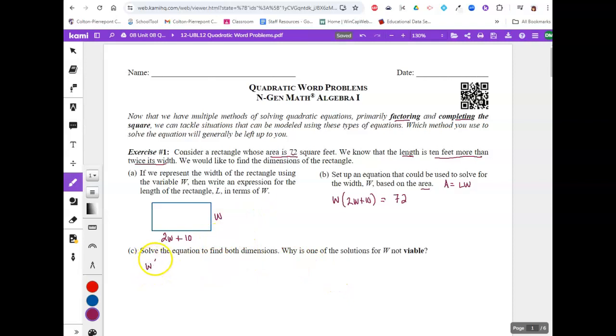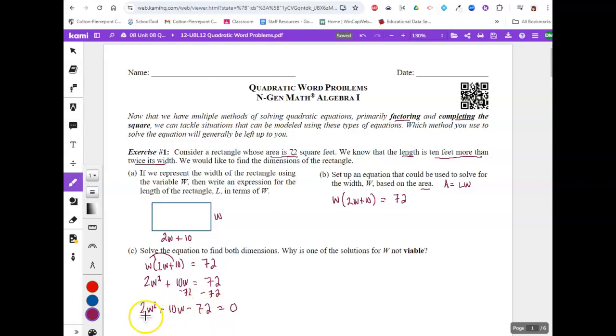Well, I have W times 2W plus 10 is equal to 72. So I need to distribute. 2W squared plus 10W equals 72. And since this is a quadratic equation, we want it equal to 0. So we subtract the 72. And that gets it equal to 0.